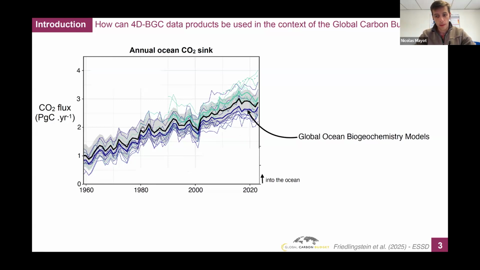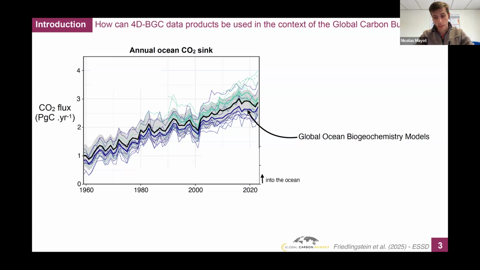And so in the global carbon budget, there are two methods that are being used to estimate the amount of CO2 which is being absorbed by the ocean. A first method uses simulations from global ocean biogeochemistry models. So it's represented here in blue. The thick blue line represents the average of all models, and the thin lines represent every individual model.